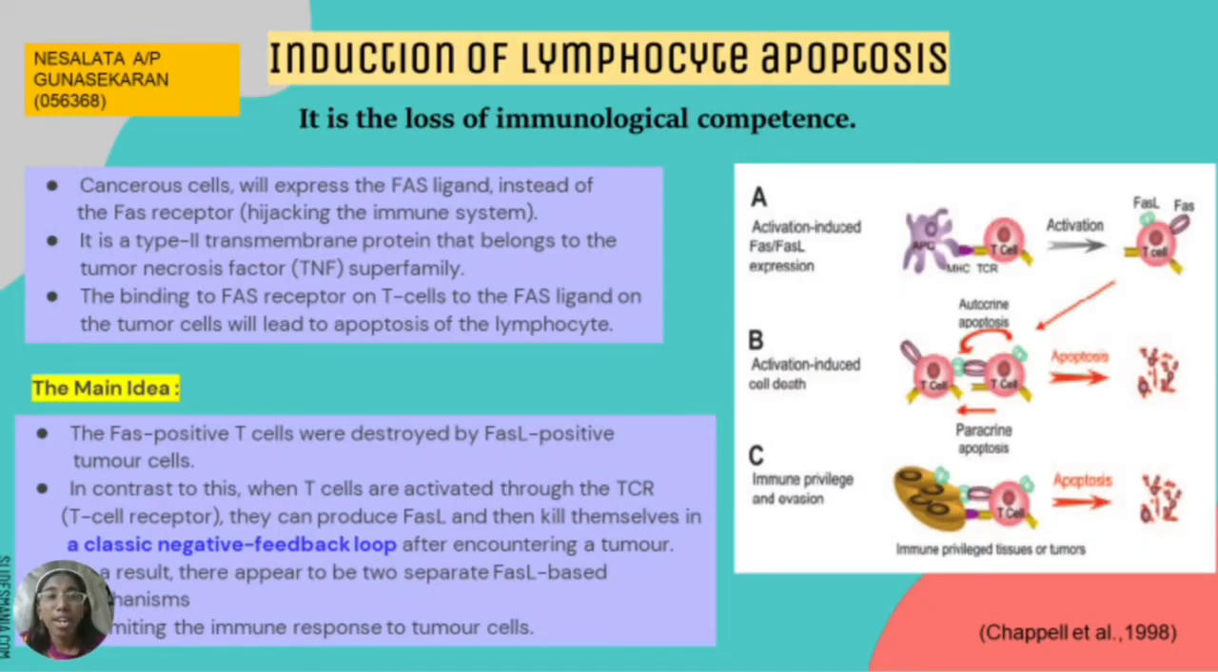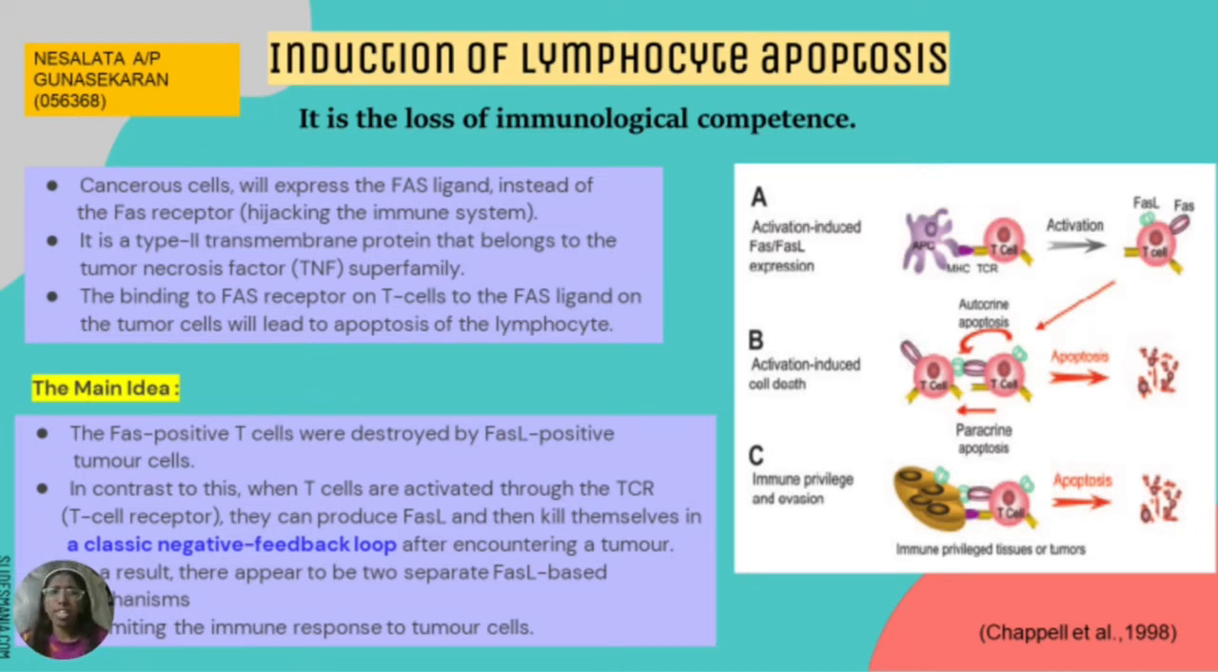Hi everyone, I am Gunasekaran and I'll be presenting about the induction of lymphocyte apoptosis. It is the loss of immunological competence, which means the immune system is not sensitive enough to kill the tumor cells. In this case, the cancerous cells will express the FAS ligand instead of the FAS receptor. And in this way, it hijacks the immune system.